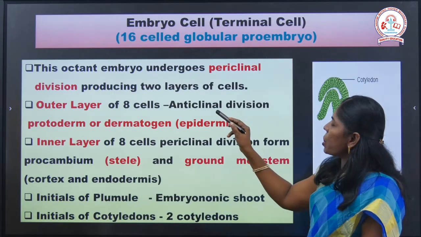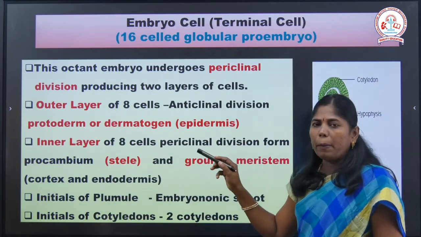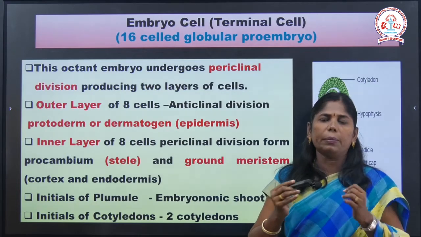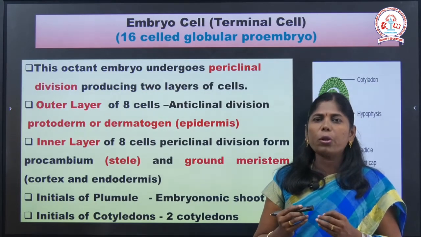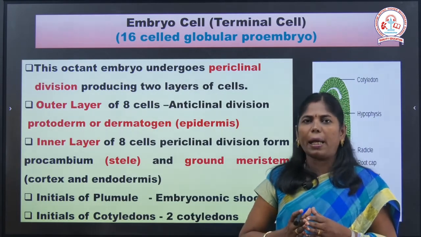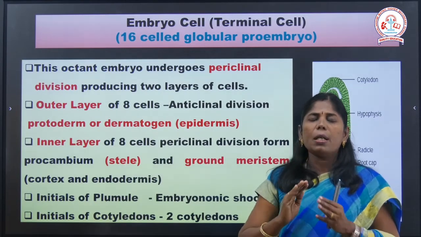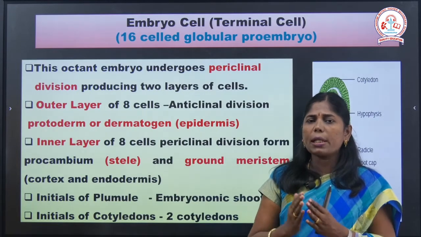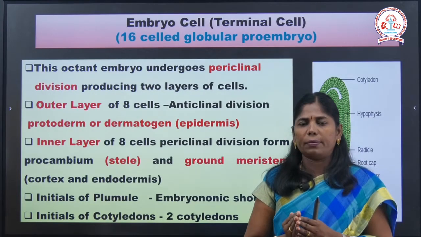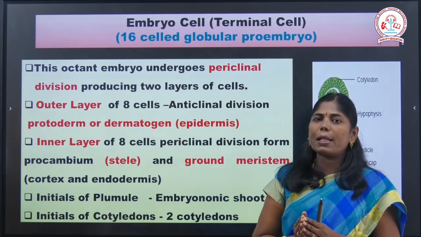Okay, so what is the function of the outer layer? The outer layer of 8 cells undergoes anticlinal division to form the protoderm or dermatogen. Protoderm means the dermal region, the outermost layer in the plant body. We know the anatomical structure of the plant body. As an example, take the shoot or the stem. What is the outermost layer? The outermost layer is known as the epidermis. Inner to the epidermis we can see the cortex. The innermost layer of the cortex is the endodermis, and next to the endodermis we can see the stele.